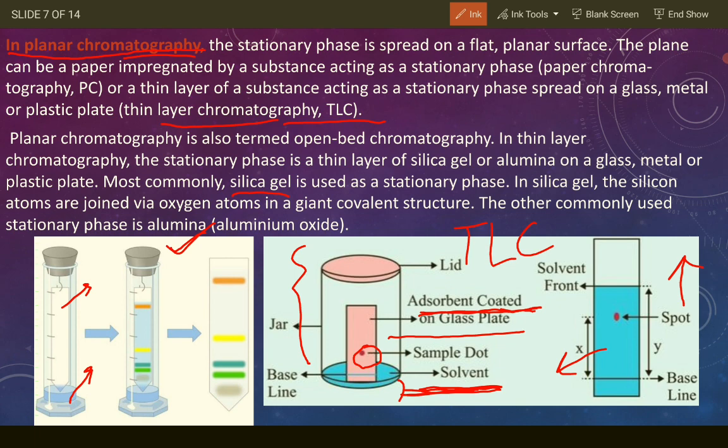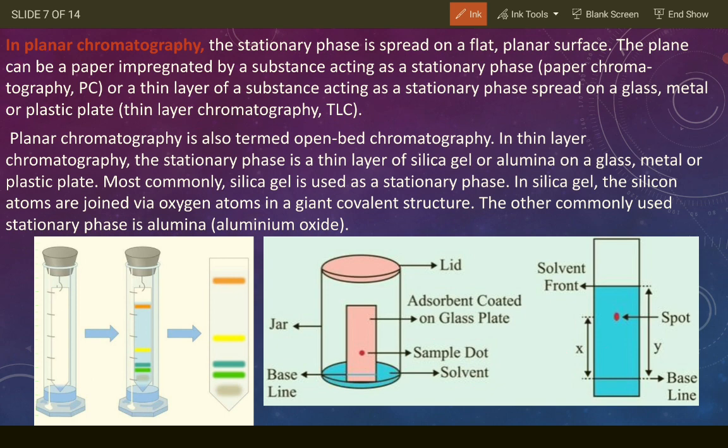So in thin layer chromatography, the stationary phase is a thin layer of silica gel or aluminium on a glass or metal or plastic plate. So as you can see, this is a plate which is put inside a jar or the chromatographic chamber, and this plate is covered with a layer of silica gel or alumina, which acts as the stationary phase. This silica gel or alumina acts as the stationary phase, which is present on the glass plate.